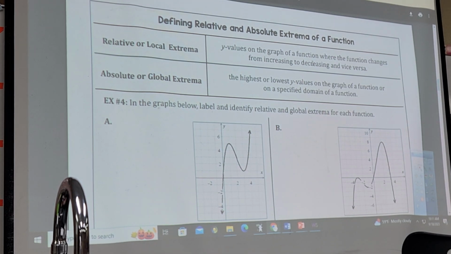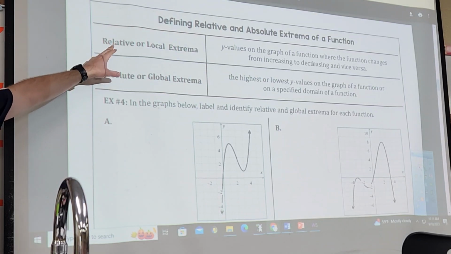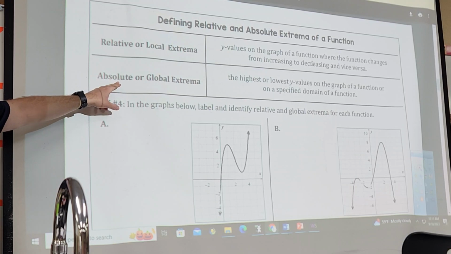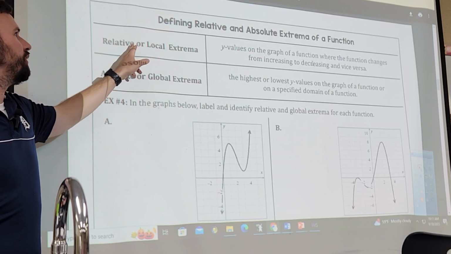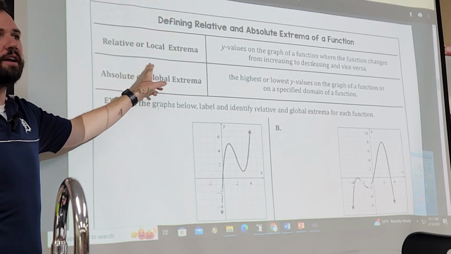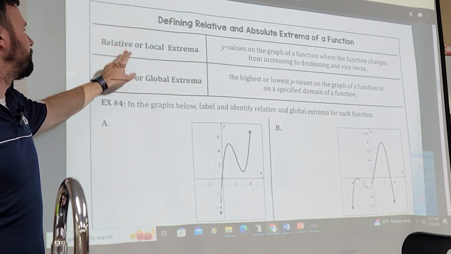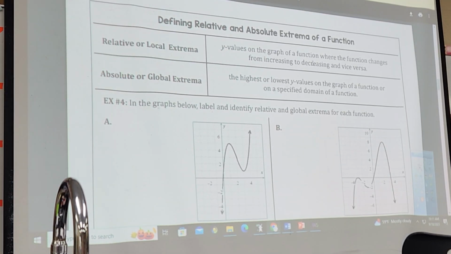All right, y'all. Let's look at this beast. So we talked about this on Friday, correct? Yes. We talked about just between relative or local, and then absolute global. Be careful, these terms, I think I said in the video too, are interchangeable. Relative and local are interchangeable terms. Absolute and global are interchangeable terms. The difference is relative is any bump or dip. Absolute is the smallest or the absolute largest, right?